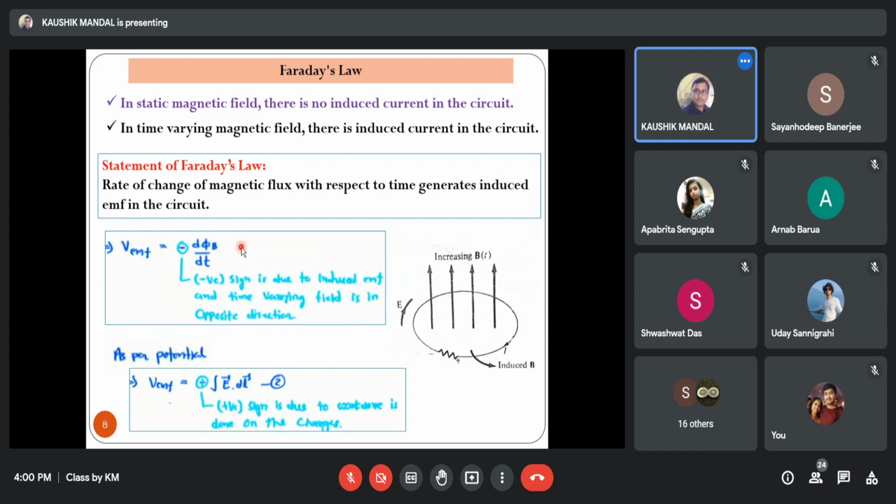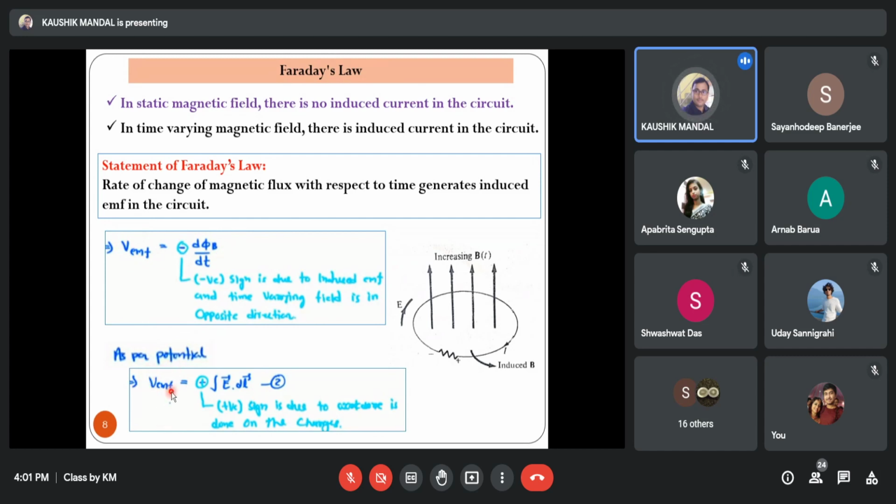Faraday states that the rate of change of magnetic flux will induce the electromotive force in the circuit. So due to the induced electromotive force in the circuit, there will be potential. So the potential due to electromotive force will be equal to minus d phi b dt. Now from the basic concept of potential, the potential due to electromotive force will be equal to integration of E dot dl. So this is the equation of potential due to electromotive force, which is generated by the change in magnetic flux.